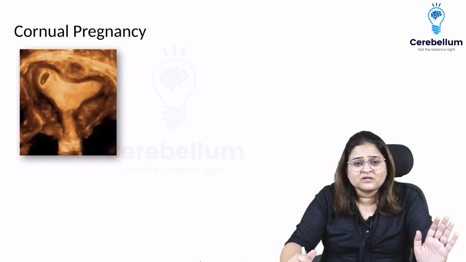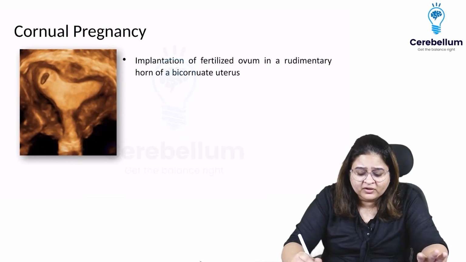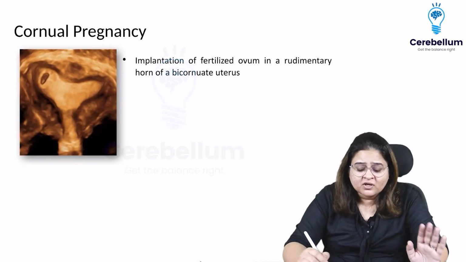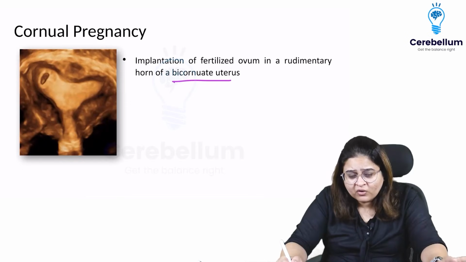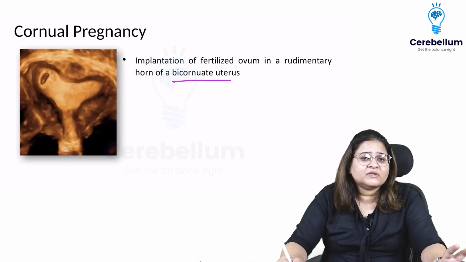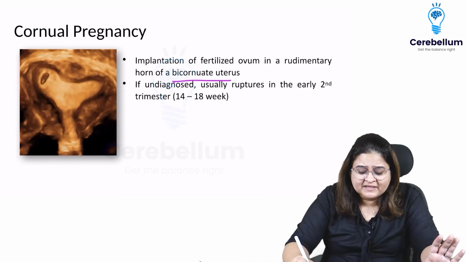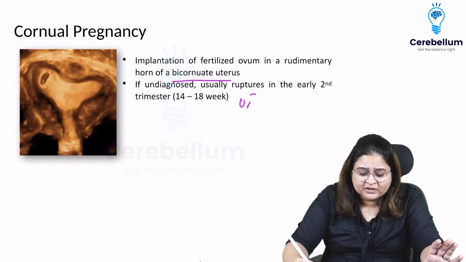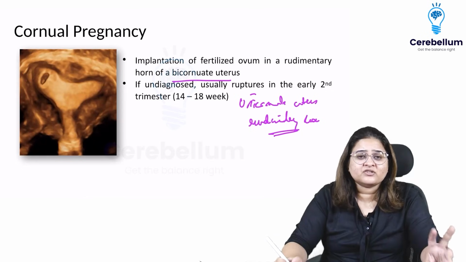What is this? This is a Cornual pregnancy. When pregnancy has happened in the rudimentary horn of a unicornuate uterus or of a bicornuate uterus. So whenever the pregnancy is in a horn of a Mullerian anomaly, it is called a Cornual pregnancy. Okay, and Cornual pregnancy, especially in a unicornuate uterus where the other horn is a rudimentary horn, you find that this will typically present as rupture in the second trimester.